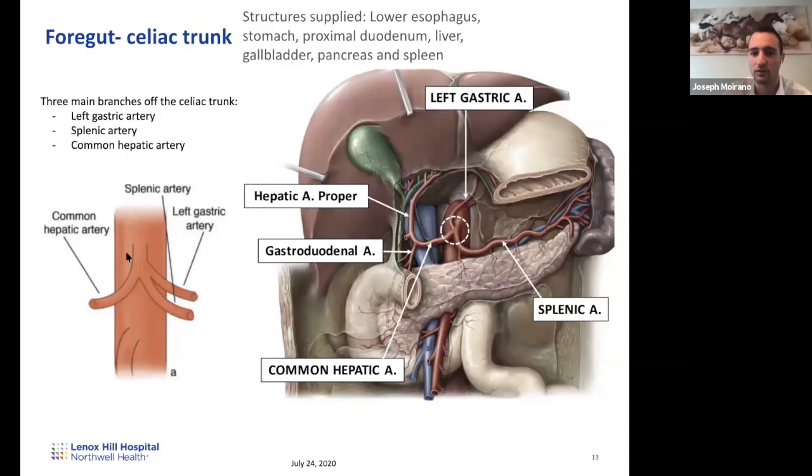Another really important thing to remember is that the orientation of these vessels is not always going to be exactly the same for every patient. There can be times where a patient has their left gastric artery coming off a lot later from the splenic artery, or coming off directly at the trunk of the celiac trunk.